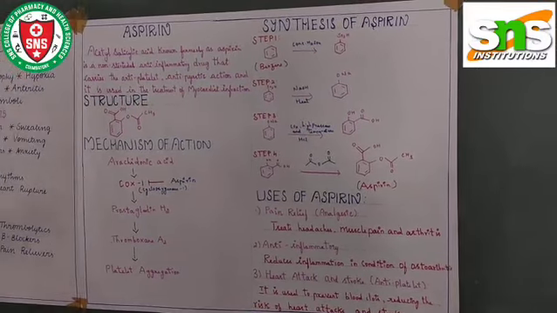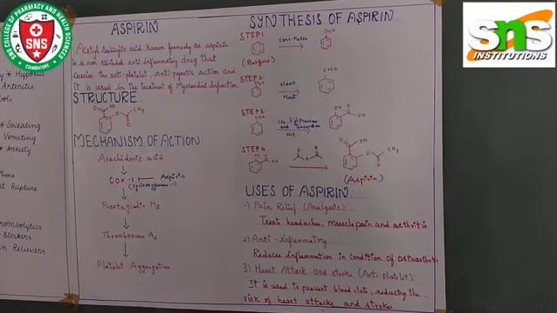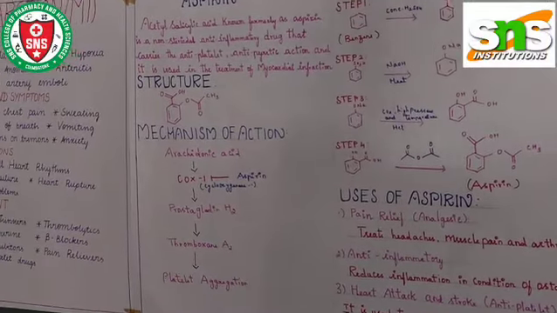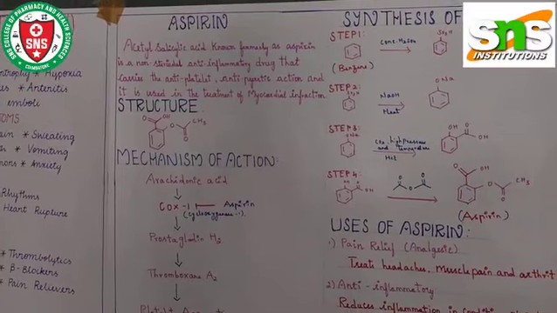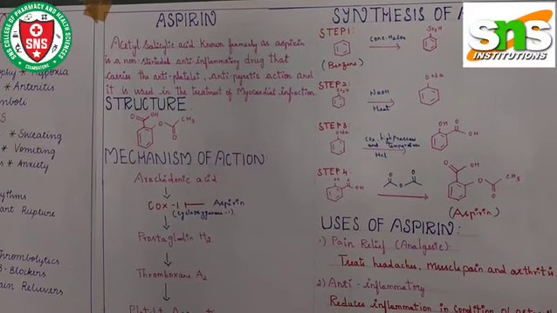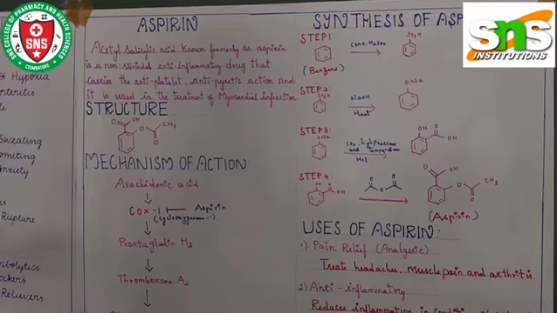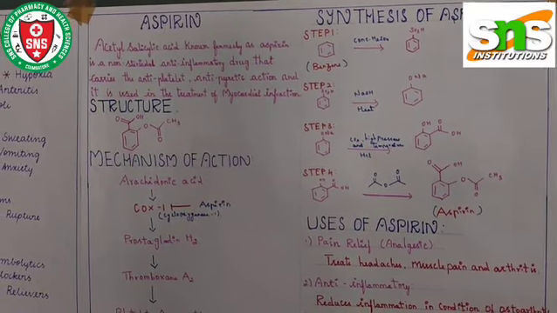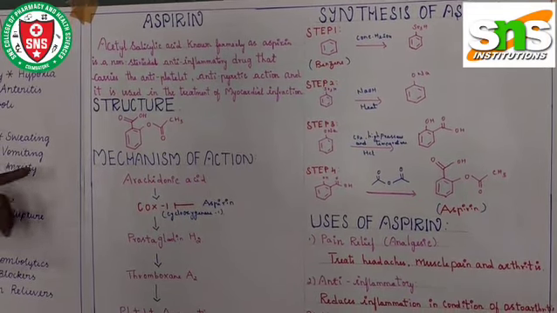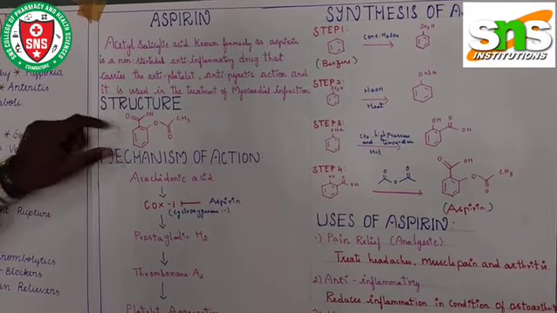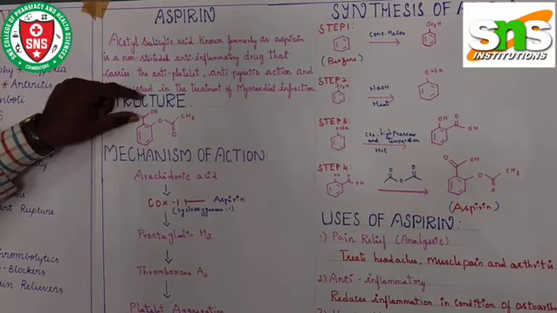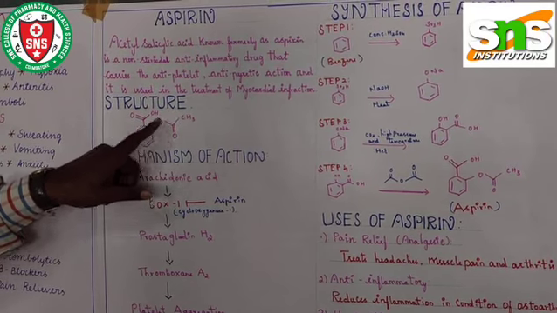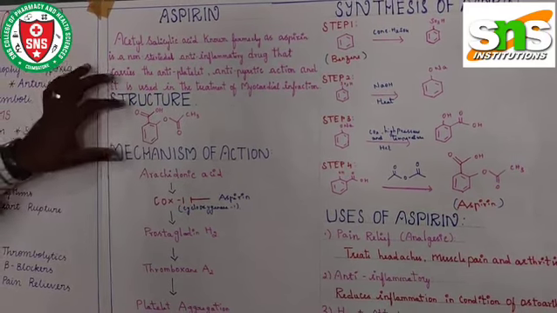It is commonly known as aspirin. Chemically it is known as acetyl salicylic acid. It is a non-steroidal anti-inflammatory drug, that is NSAID. It carries antiplatelet and antipyretic action and is used for the treatment of myocardial infarction. You will find the structure of aspirin here. Benzene is attached to a carboxylic acid and an acetyl derivative, the OCOCH3 acetyloxy group, will be there. This is the structure of aspirin.